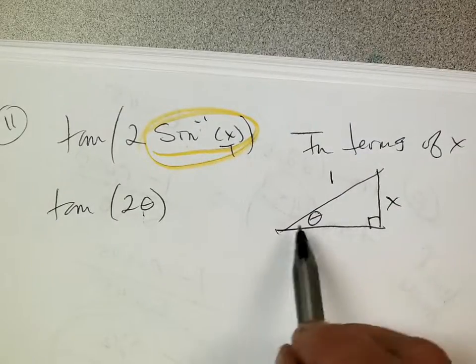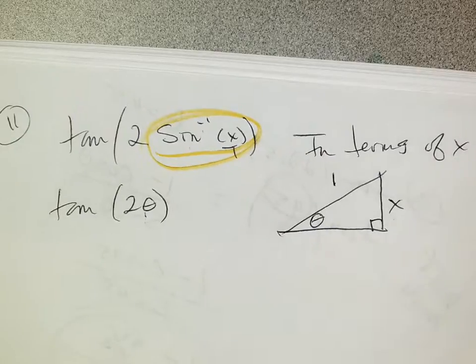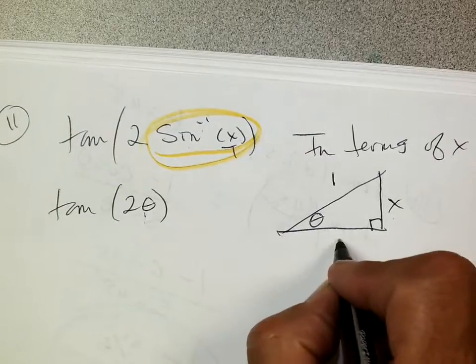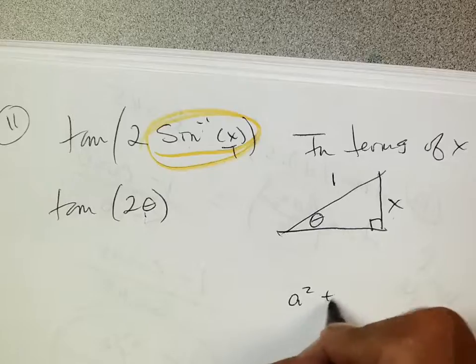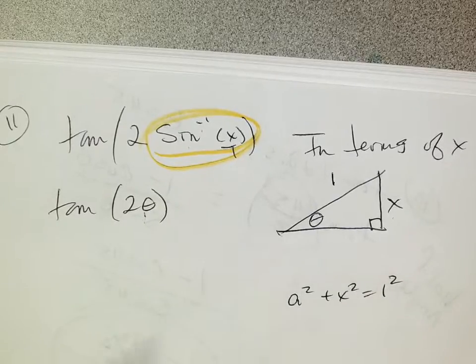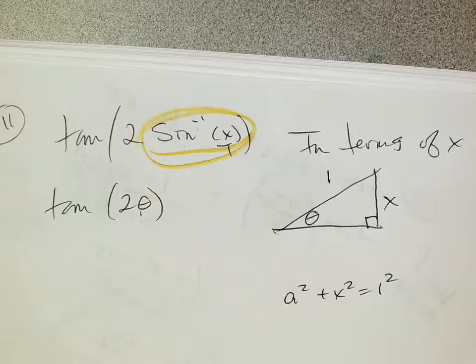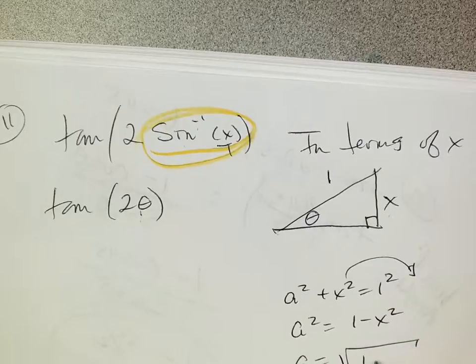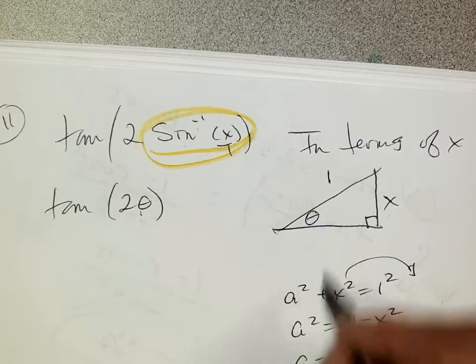So I build my triangle. Sine is opposite over hypotenuse. And then I'm going to use Pythagorean theorem, okay, to find a. So I go, okay, a squared plus x squared equals 1 squared. Right? I need to find that side right there. So I'll have a squared equals 1 minus x squared, right, because I just brought that over. And 1 squared is 1. And I'll have a equals the square root of 1 minus x squared. I'll put that there.